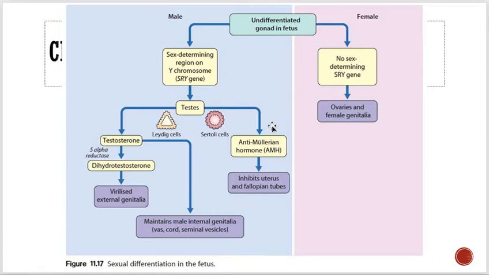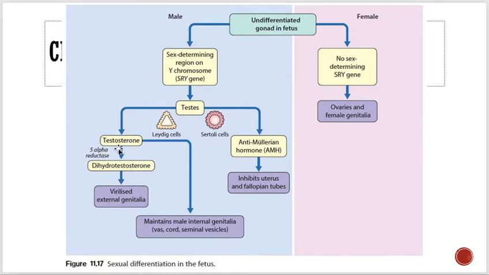We are going to study some important conditions in this one. One is called congenital adrenal hyperplasia, and we are going to study some other conditions. For example, one is called androgen insensitivity syndrome. In this, the body is not responding to the androgens, which is testosterone in this case.